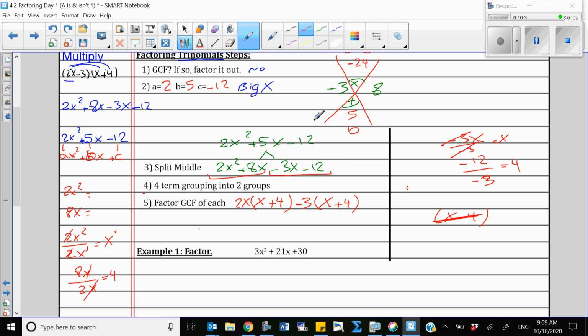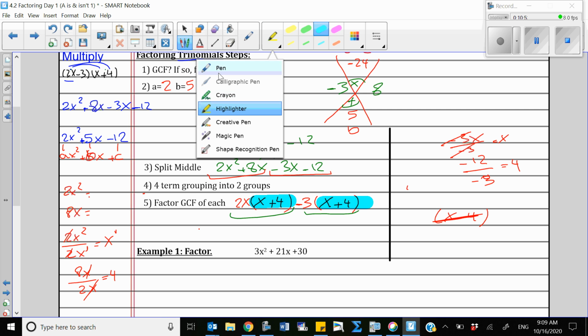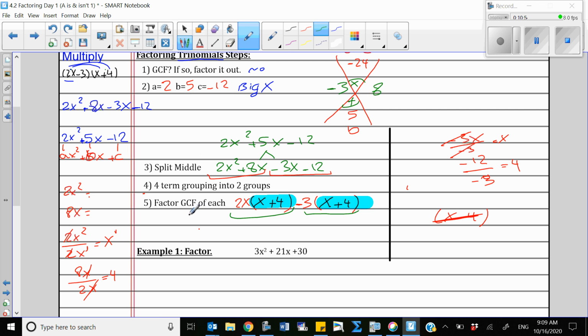Okay, so now the last step is again to factor these two groups, first group and the second group. What is in common between these two? What is the common factor between them? Well, as you see, this one is 2x times x plus 4. This one is negative 3 times x plus 4. So x plus 4 is the common factor between them. It's the greatest common factor between them. So I'm going to factor x plus 4 from both of these.